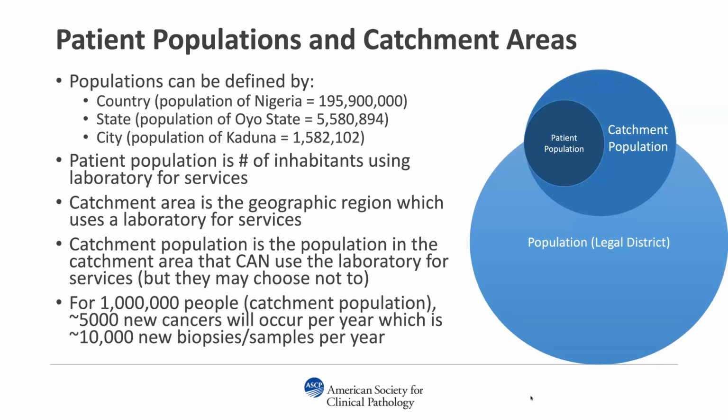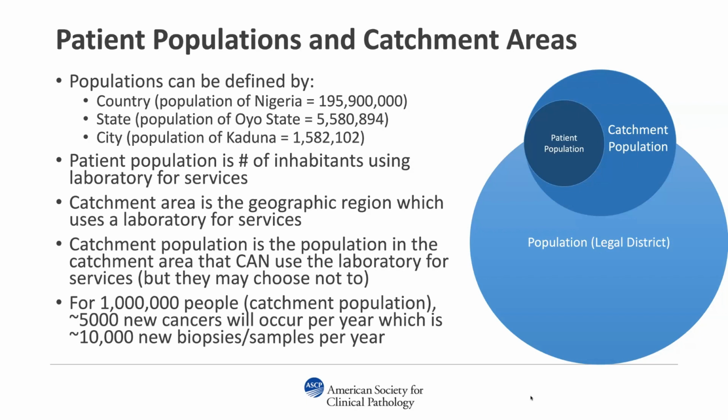But you can say the population of a country, for example, Nigeria, the population of a state within that country. So Oyo State, the population may be 5.58 million, or the population of a city like Kaduna may be 1.6 million, right? But that's what we mean by a population: the population of the United States, the population of patients with cancer, the population of Canada, the population of a small island in the Caribbean. So it's just the total number of people that are there. And it's often a legal district, right? When we're talking about a population, we often use a legal district to define it, like Europe or an island, et cetera, et cetera.